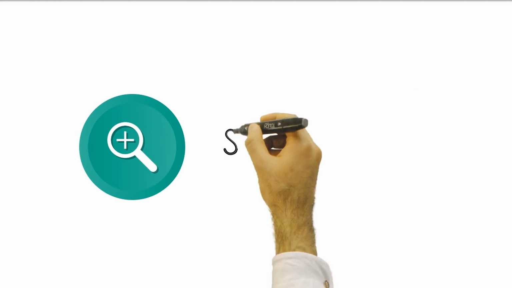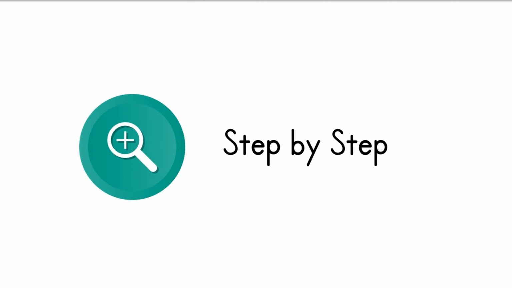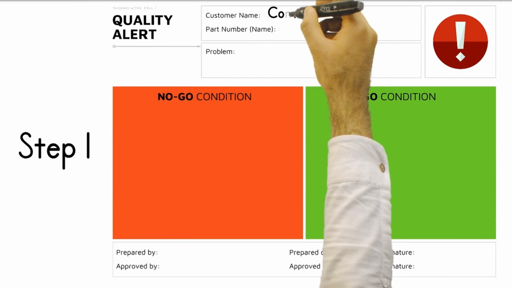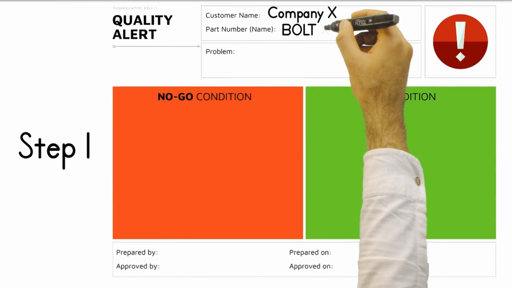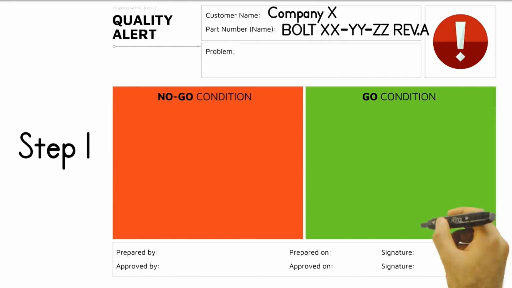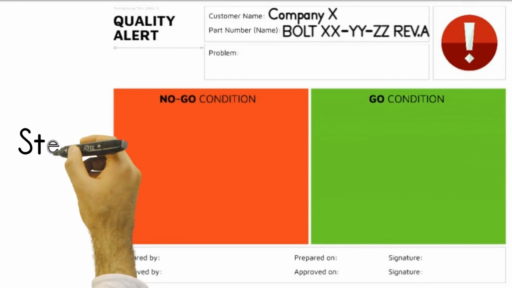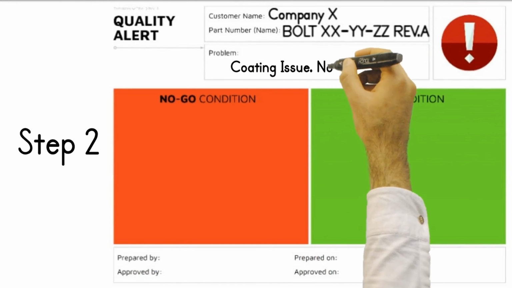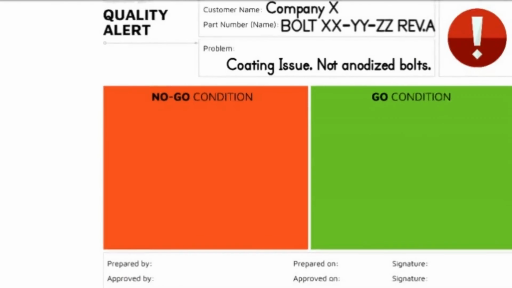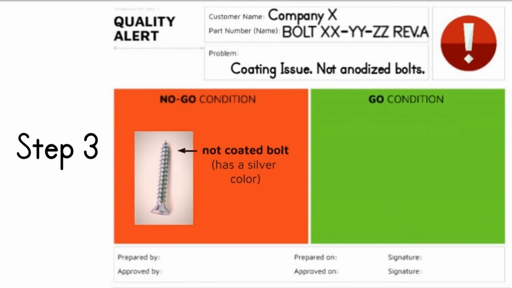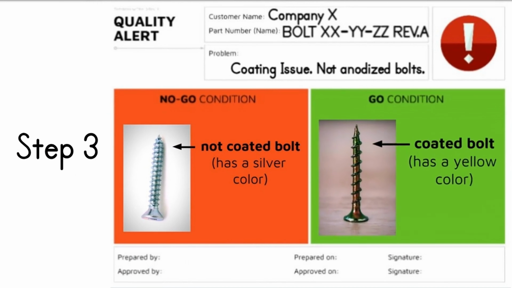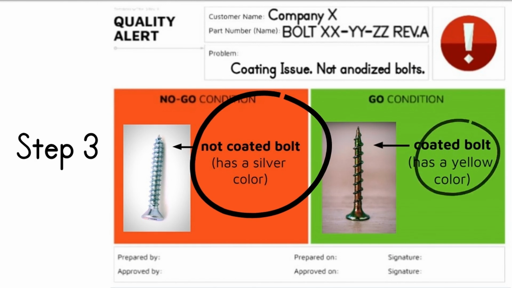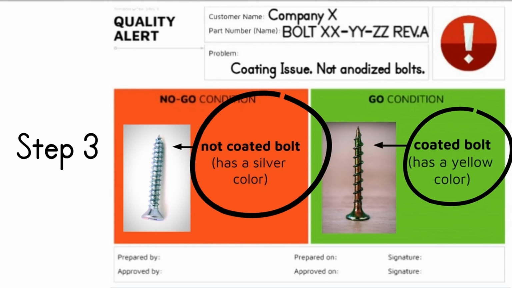Let's look at how to create one, step by step. Step 1. Record the affected customer and part details, for example, Company X, Bolt 4XYYZZ Revision A. Step 2. Determine a clear problem statement, for example, coating issue, not anodized bolts. Step 3. Enclose pictures showing non-acceptable and acceptable conditions. Add comments if necessary, for example not coated bolt versus coated bolt conditions.